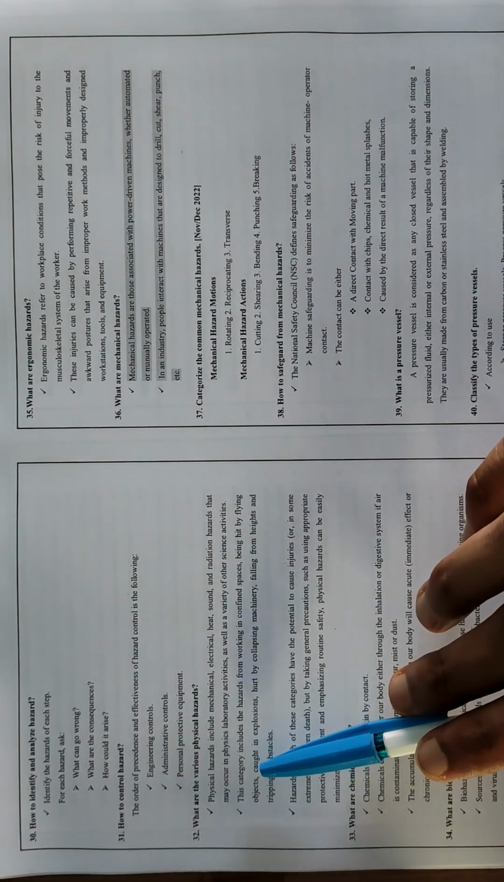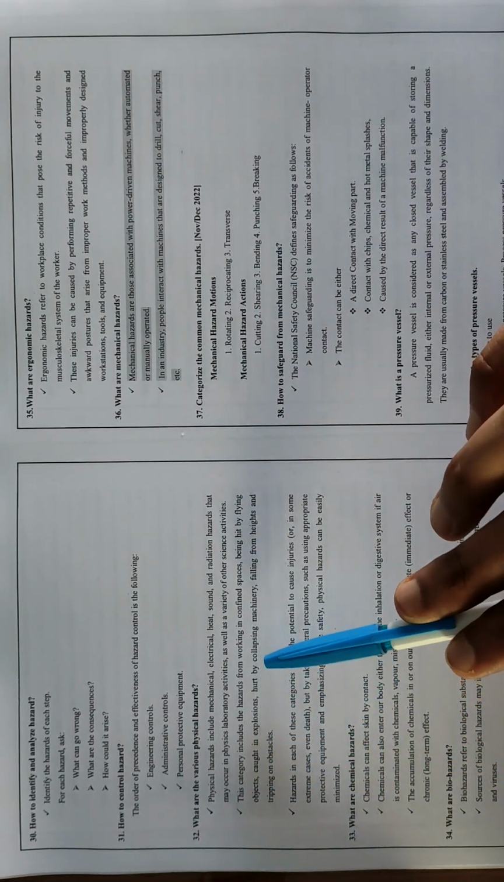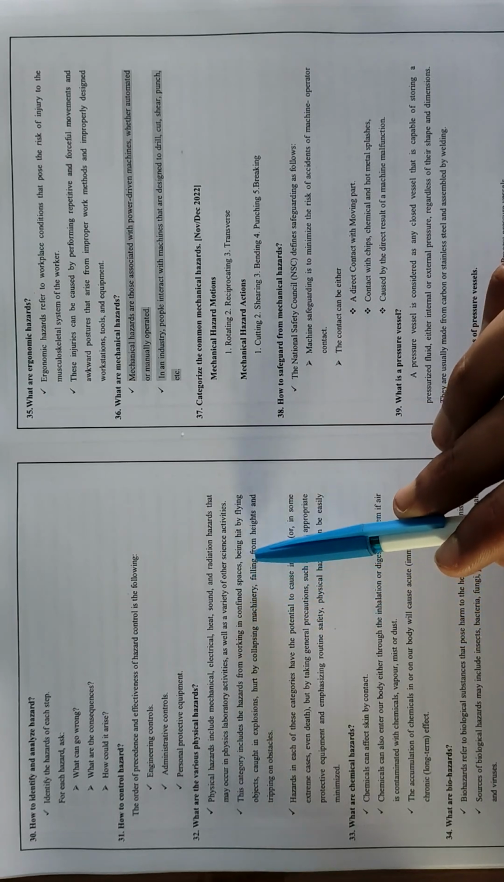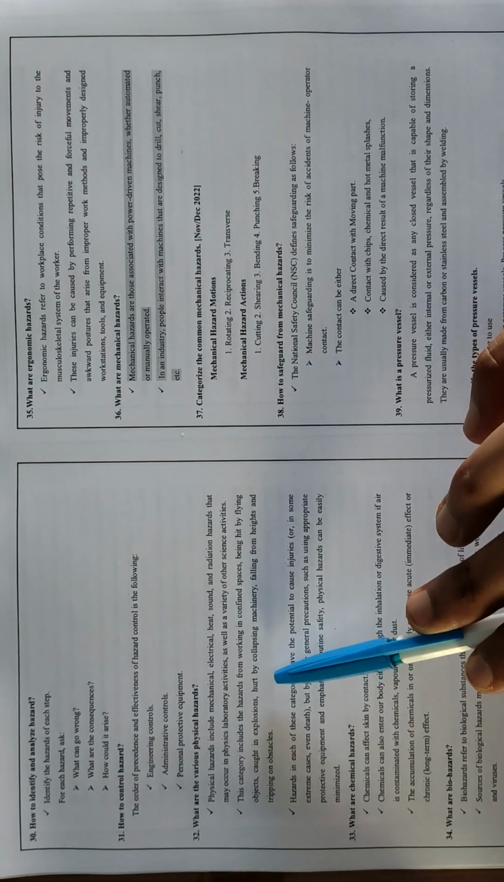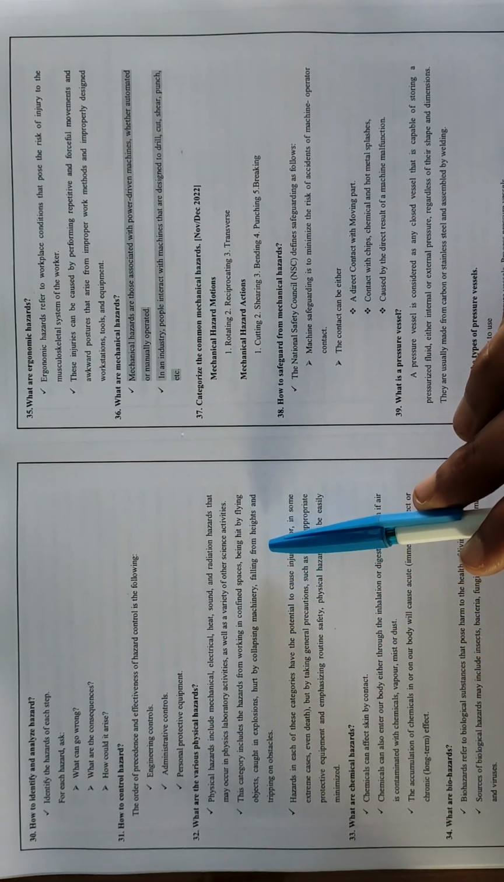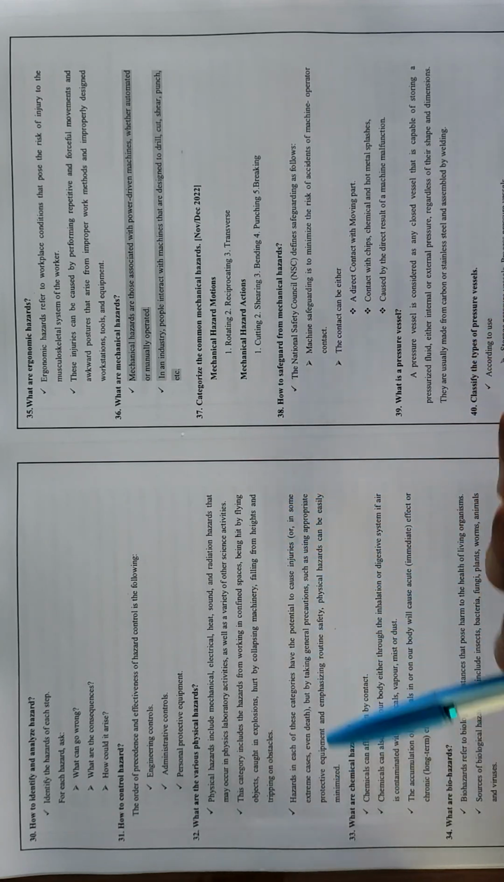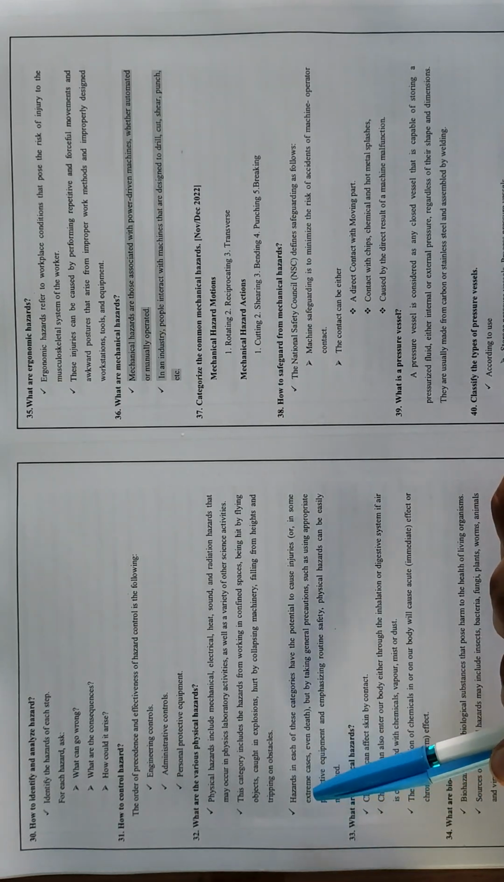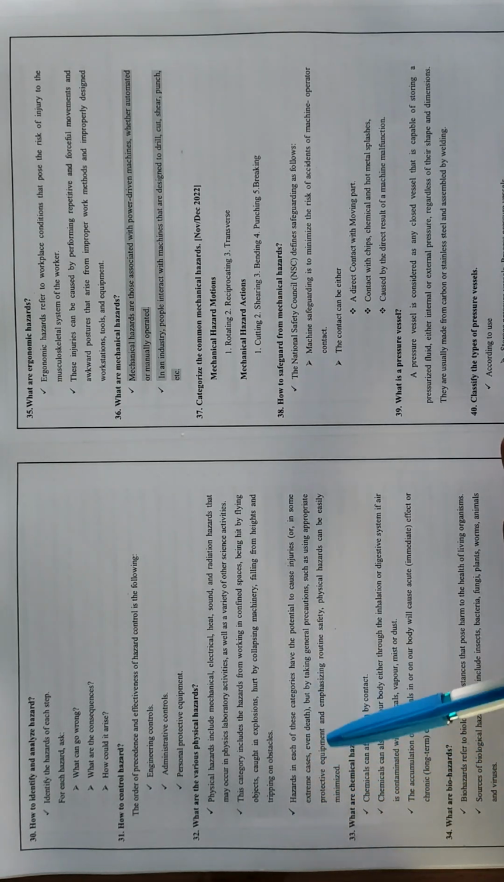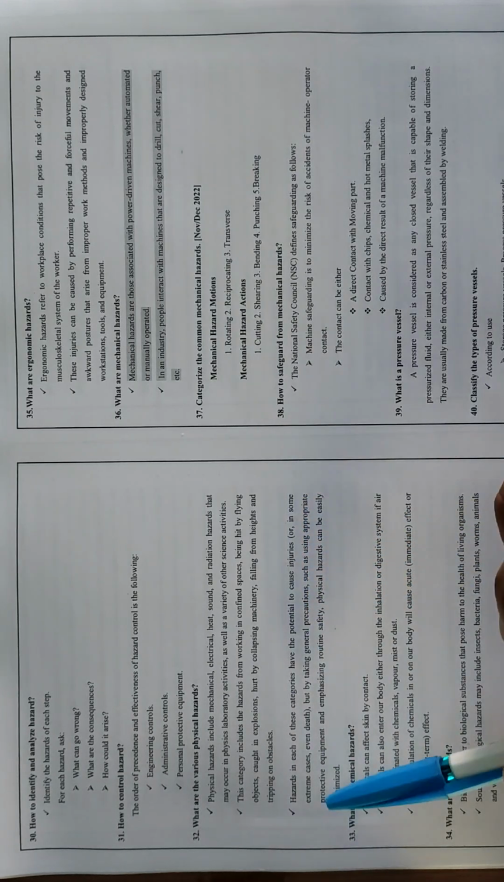This category includes the hazards from working in confined spaces, being hit by flying objects, caught in explosions, hurt by collapsing machinery, falling from heights and tripping on obstacles. Hazards in each of these categories have the potential to cause injuries or, in some extreme cases, even death.